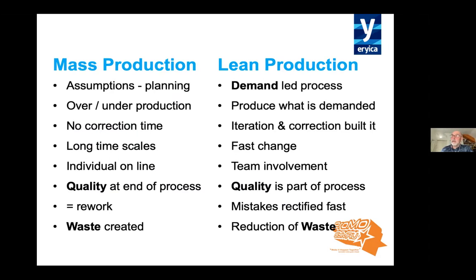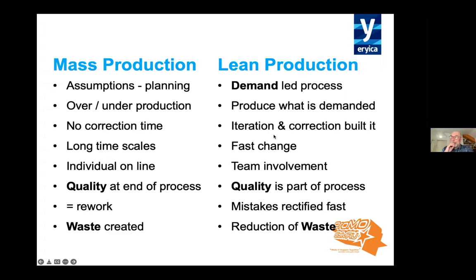It's more of a planning process, whereas lean production, you may have heard of just in time, all that kind of stuff, is a demand-led process. You don't assume what you need, you only produce as soon as you get demand. And then you produce what is demanded. So you very rarely get overproduction and underproduction, because the whole process is linked to the user. So you don't make things unless you know the user needs something.